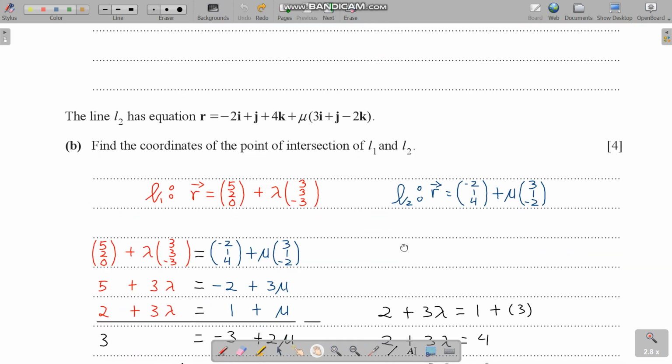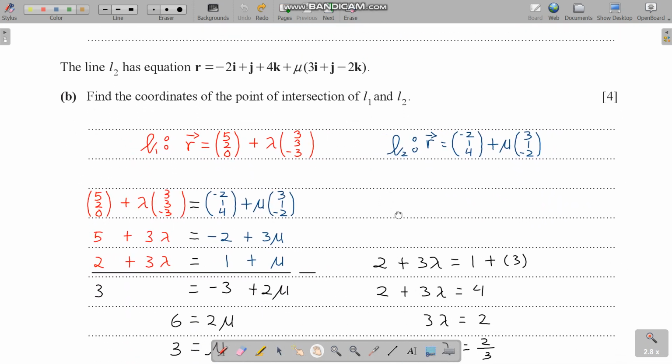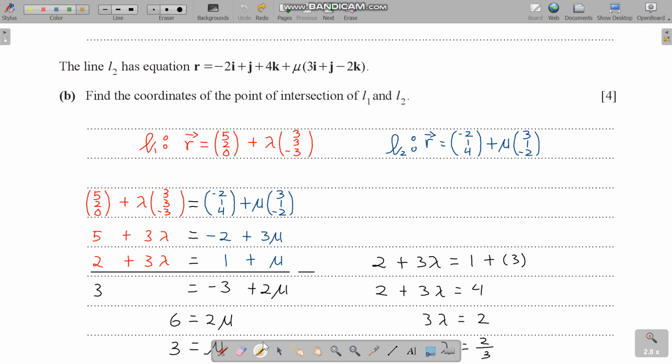Now, for the line L2, use vector notation again. So (-2, 1, 4), then the direction vector (3, 1, -2). Find the coordinates of the point of intersection.